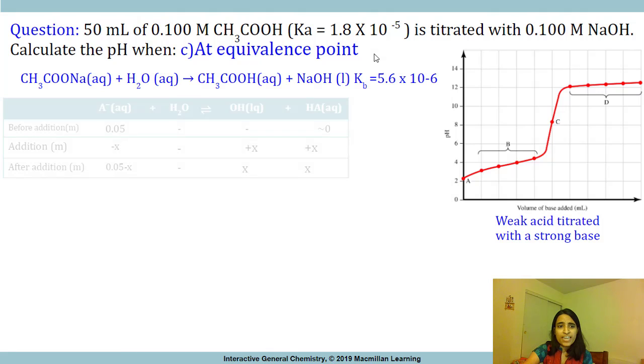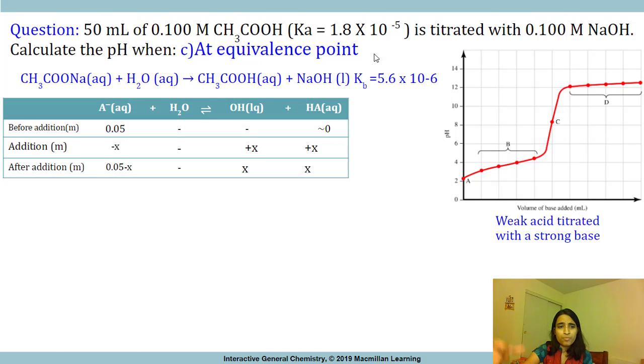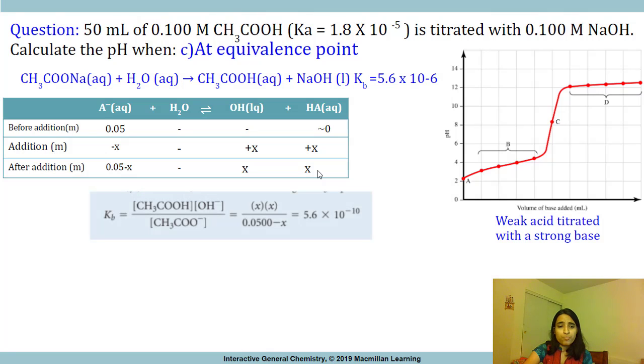So let's go ahead and write the ICE table for acetate plus water and solve it. So initially we have 0.05 molarity and we have nothing besides that. So we go ahead and do negative x, positive x for the products, and we have 0.05 minus x, x, and x after the addition. So with that information, let's put them in Kb and solve it out.